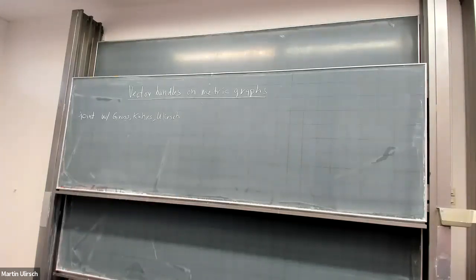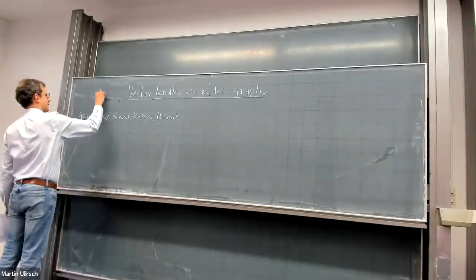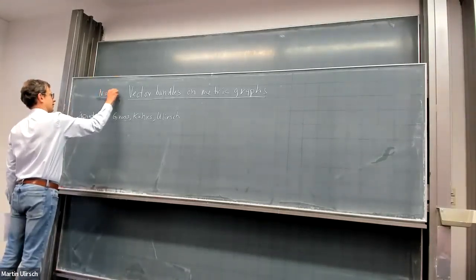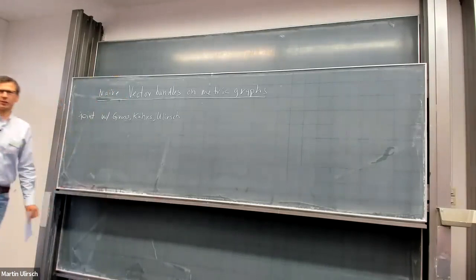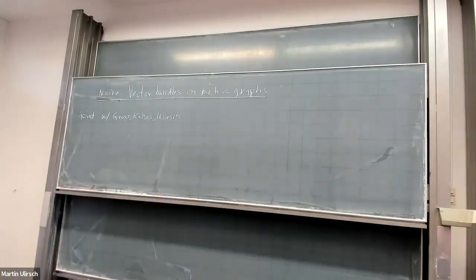Yeah. Okay, so the title of my talk, I'm going to immediately change it. I'm going to call these naive vector bundles on metric graphs. So my construction is going to be somehow extremely elementary. For a grown-up, cynical view of vector bundles on tropical varieties, you should attend Diane's talk.